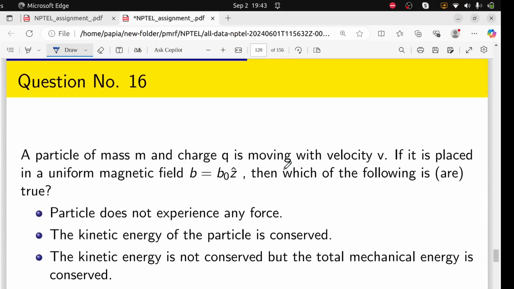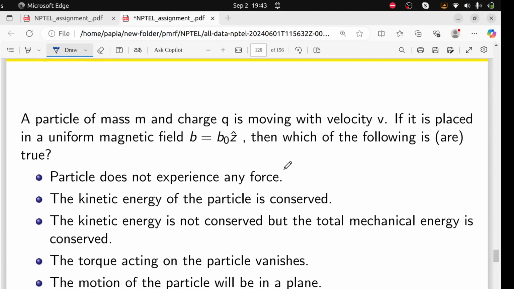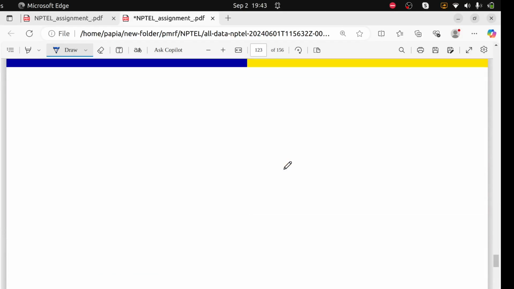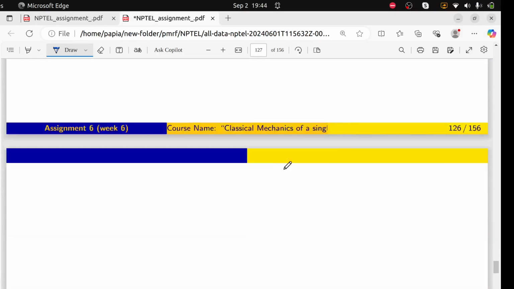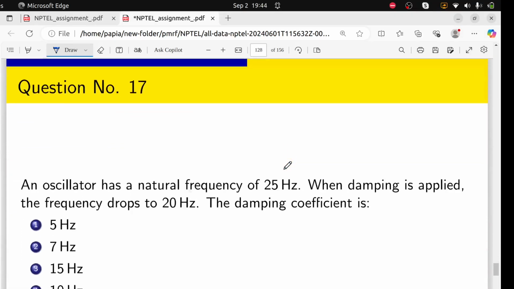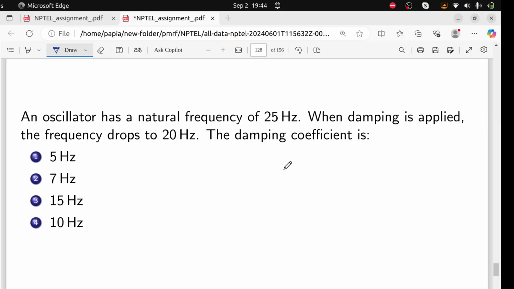Now come here. I think I can give you this question as homework, so that you people can try a little bit, and if it is not done, then we can talk in the next class. So maybe I can go for the next question. An oscillator has a natural frequency of 25 Hz. When damping is applied, the frequency drops to 20 Hz. The damping coefficient is what?